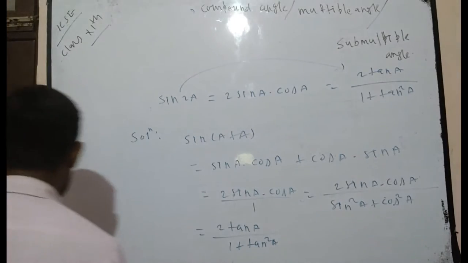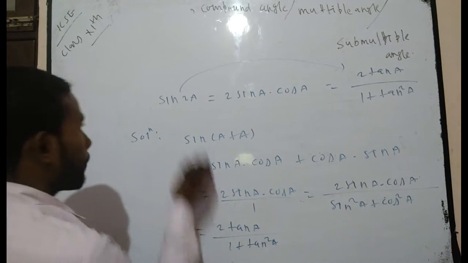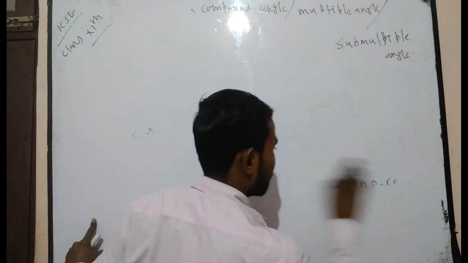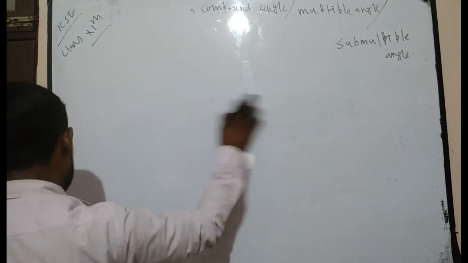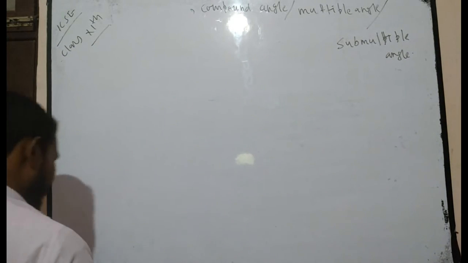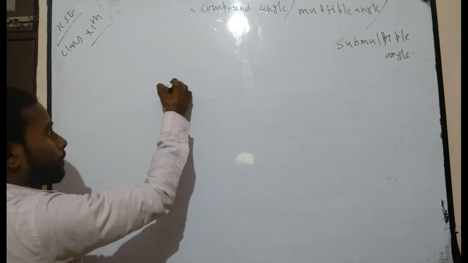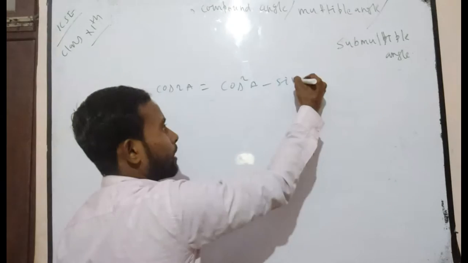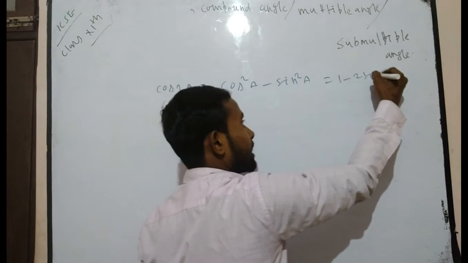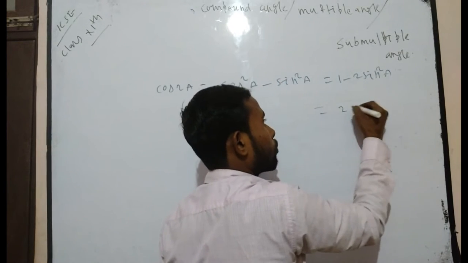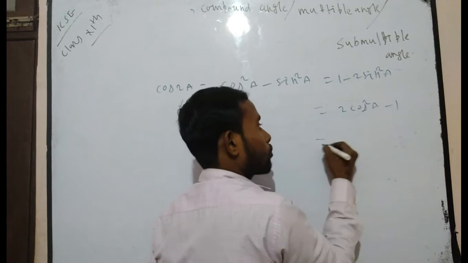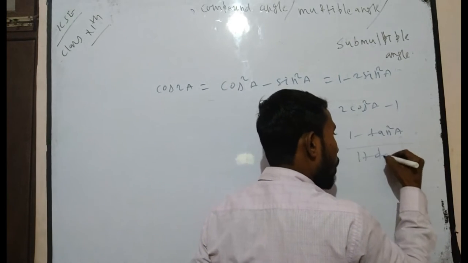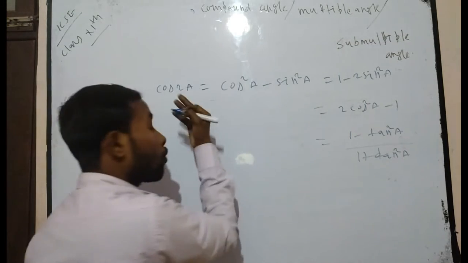Now, again, if you try to take the next formula, suppose that you have to prove the formula for cos 2a. You have to prove that cos 2a is equal to cos square a minus sin square a. That will also be equal to 1 minus 2 sin square a. That will also be equal to 2 cos square a minus 1. That will also be equal to 1 minus tan square a divided by 1 plus tan square a. How can you prove all these formulas which are equal to cos 2a?